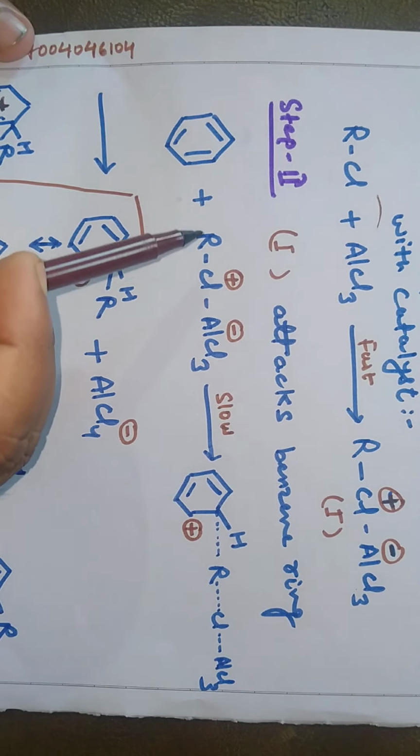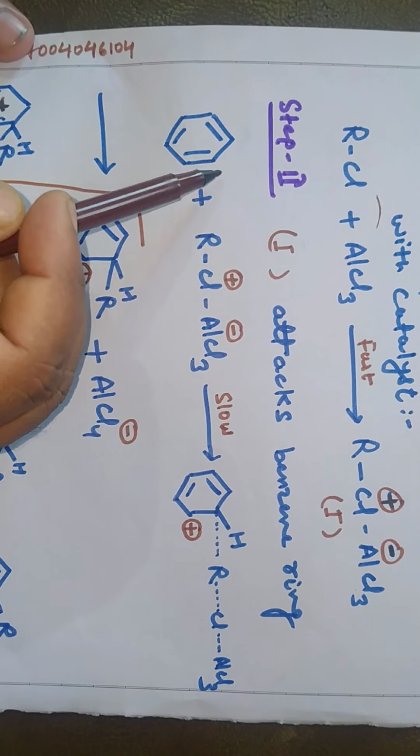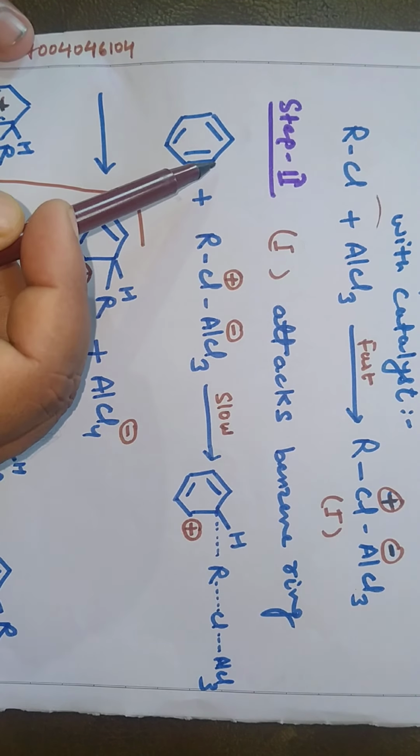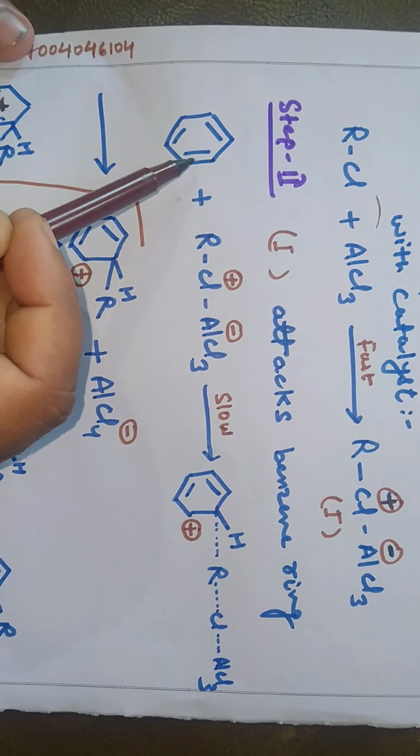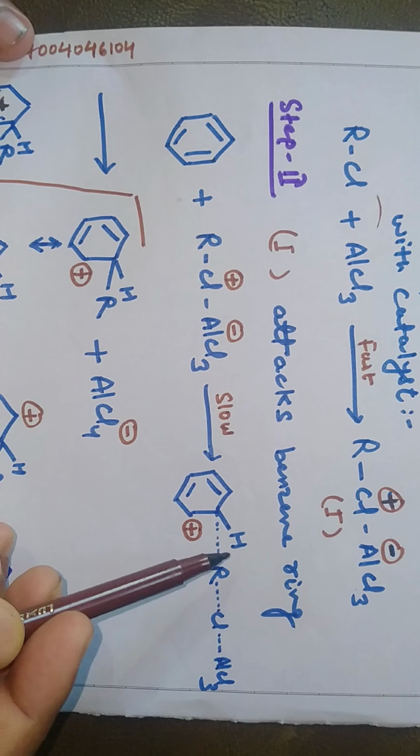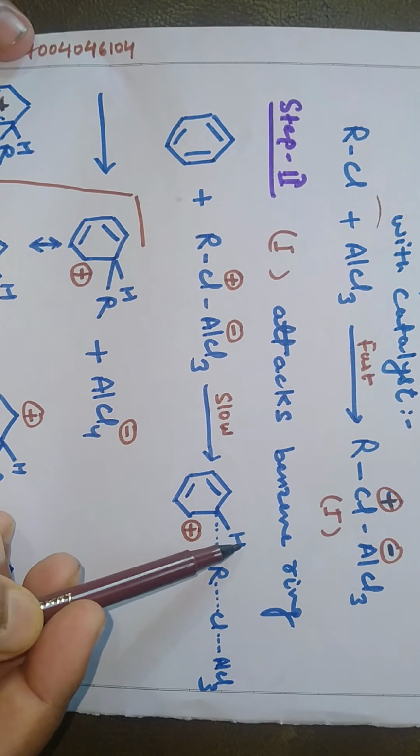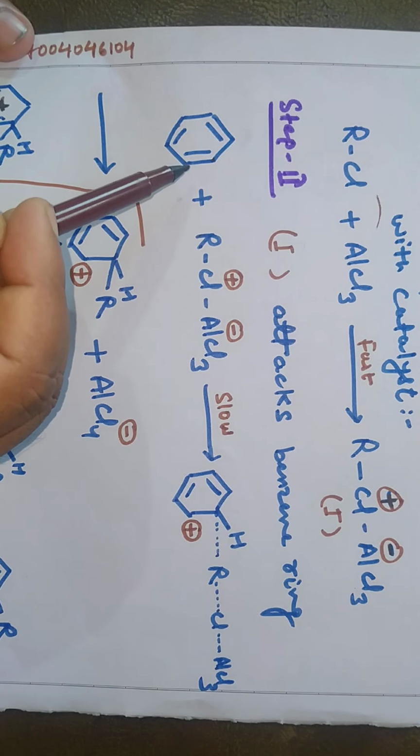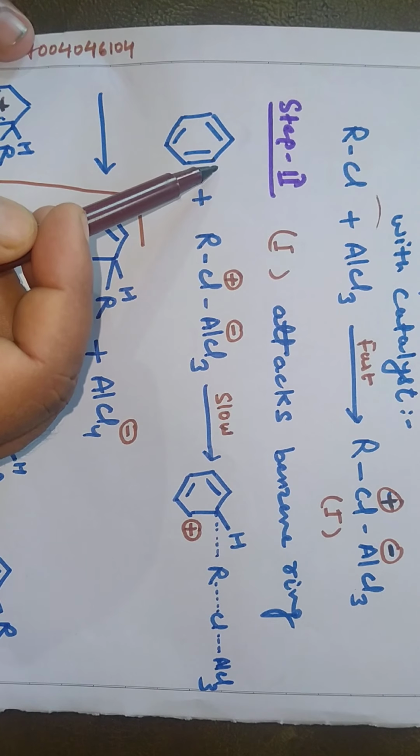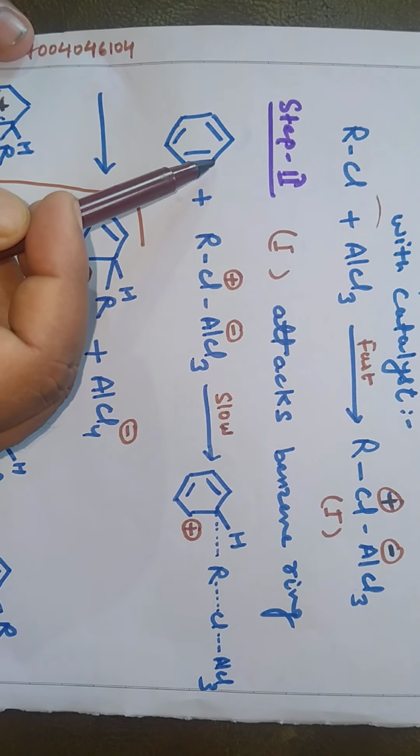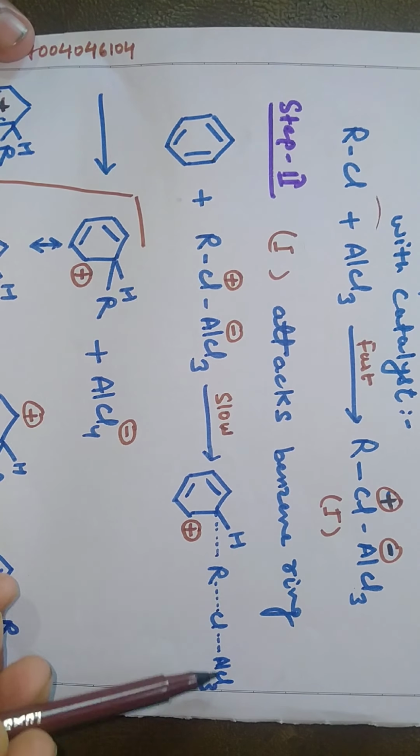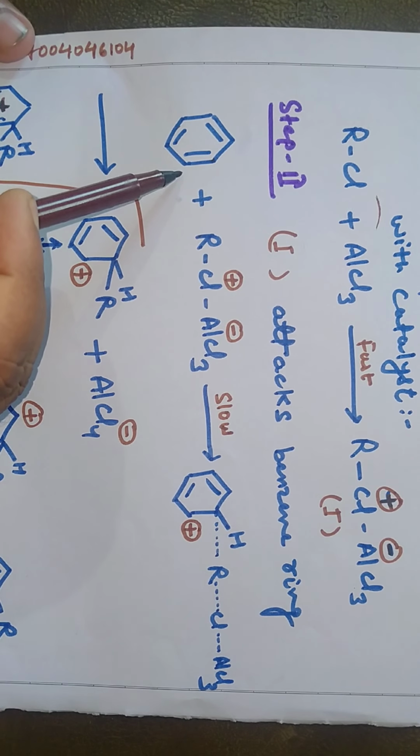So what happened? This complex attached with the benzene ring like this, and you know that each and every corner of benzene contains one hydrogen atom. So we have located the hydrogen atom here. Since this pi electron is shifting here, what happened? This complex will attach here, like we have shown, and here is a positive charge.